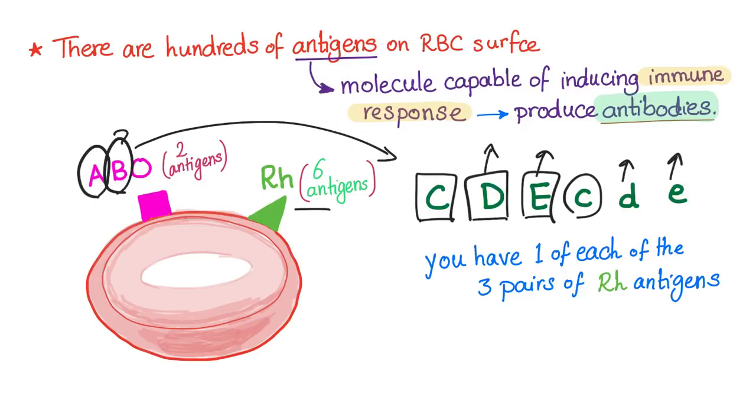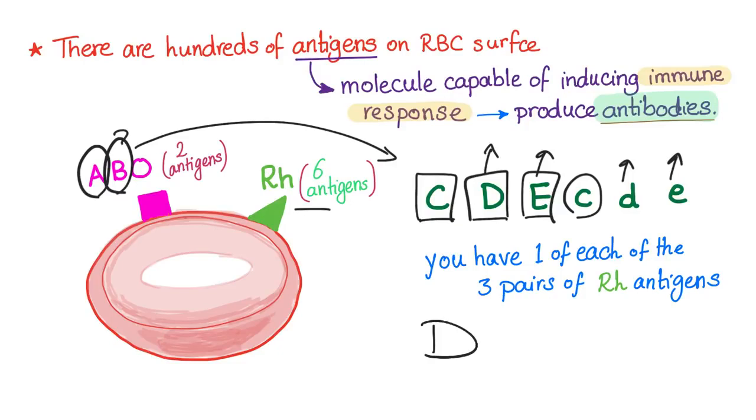But you will never have all 6. You will only have one of each of the 3 pairs. So if you have the capital C, you will never have the small c at the same time. Not gonna happen. Same with D or E. You have one of each of the 3 pairs. This is one pair, second pair, third pair. Which one of these is the most common?